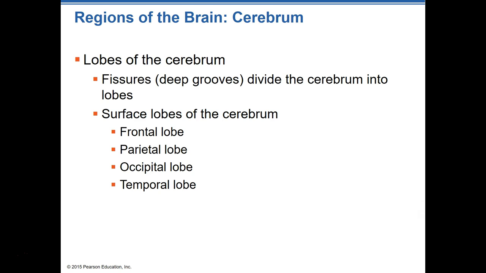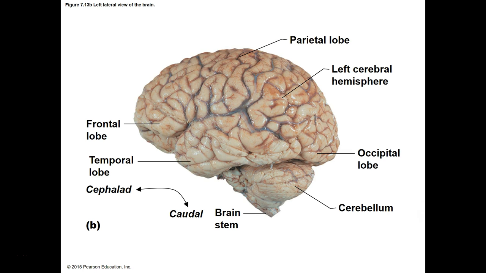Then there's some lobes of the cerebrum. There's some deep grooves that divide the cerebrum into lobes, and those lobes are the frontal, parietal, occipital, and temporal lobes. It's just a way of dividing the brain into parts. We haven't really started talking about what's going on in those areas, but it's a way of dividing that. Now, if you look at this, you can actually see some dividing lines where you see some sulci that are a little bit deeper, creating deeper fissures along the brain that give us some dividing lines. That's one of the ways they determined how to divide these different parts of the brain up.